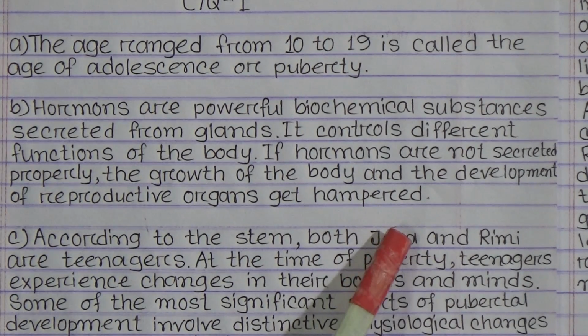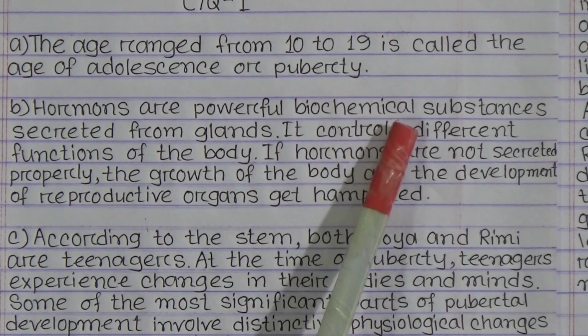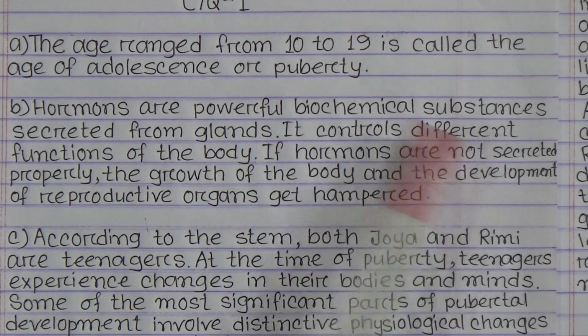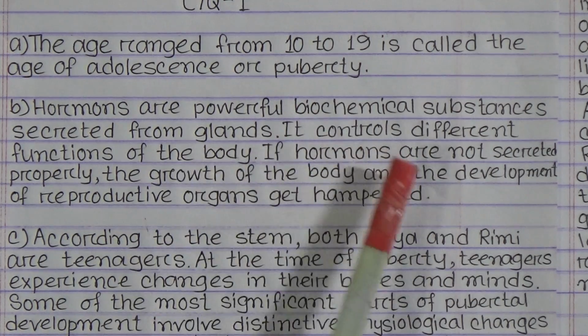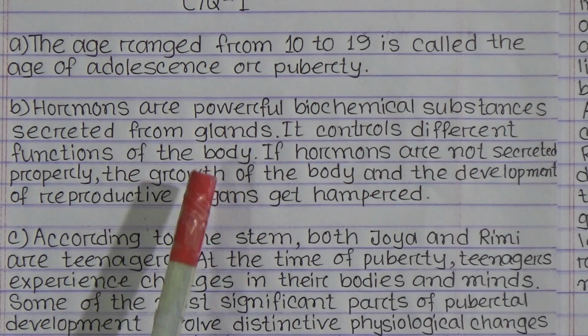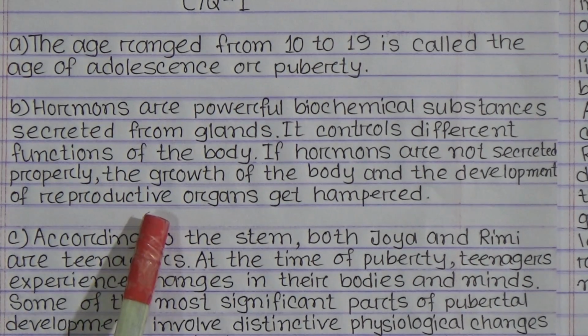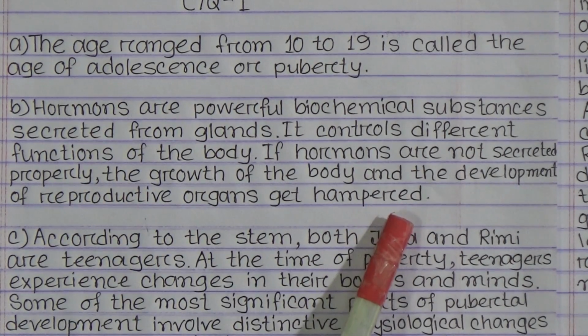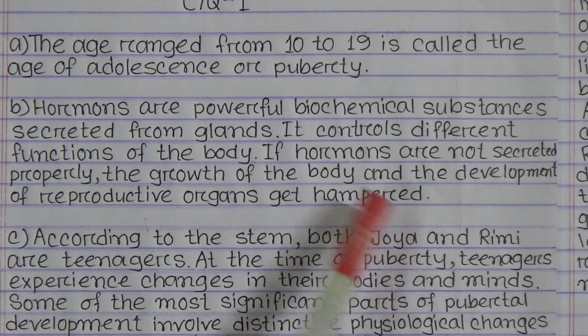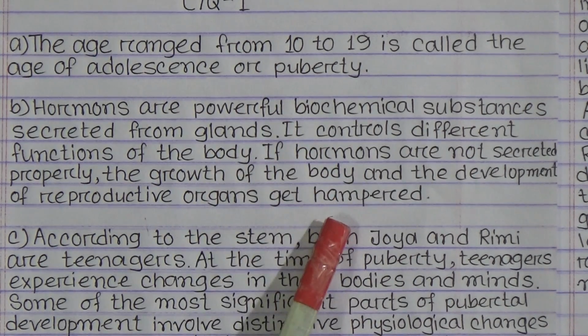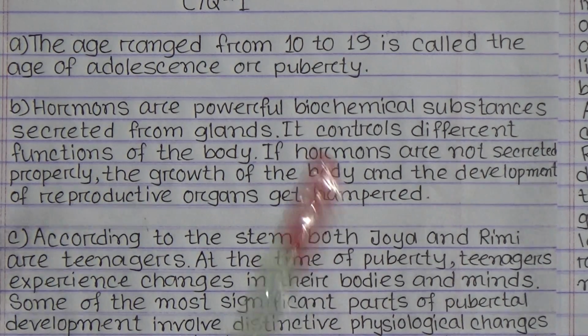I'm repeating the answer. Hormones are powerful biochemical substances secreted from glands. They control different functions of the body. If hormones are not secreted properly, the growth of the body and the development of reproductive organs get hampered. So basically, humans' height depends on hormones. If it is in a proper way, then our growth will be in a proper way.